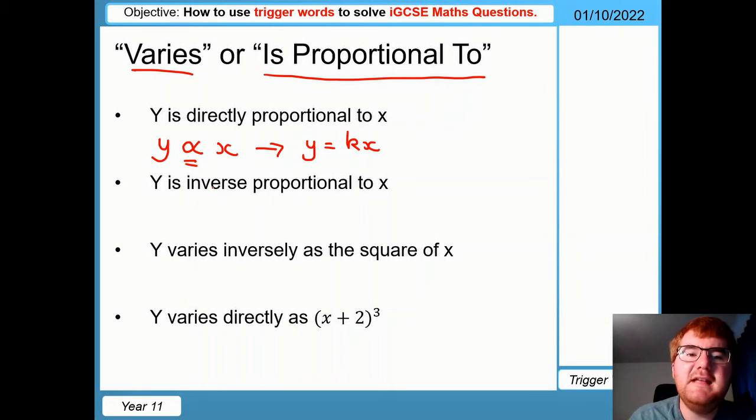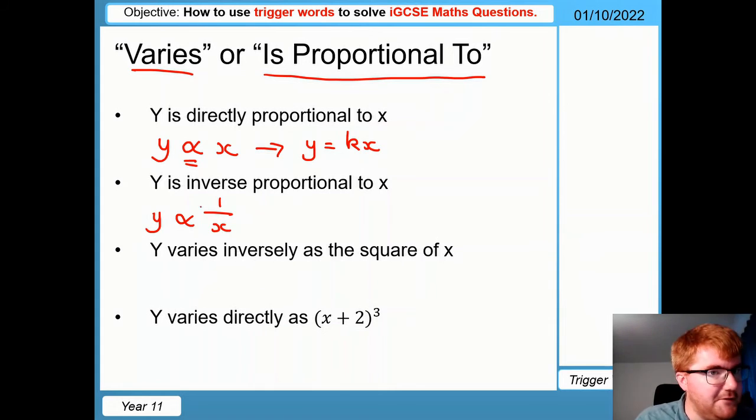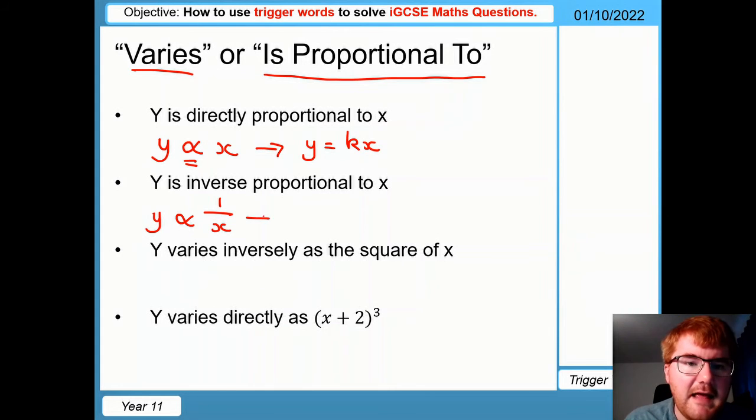If you see y is inversely or inverse proportional to x, then you need to write this. Y is proportional to 1 over x, so that's the difference between direct and inverse, and then that means y is equal to k over x.